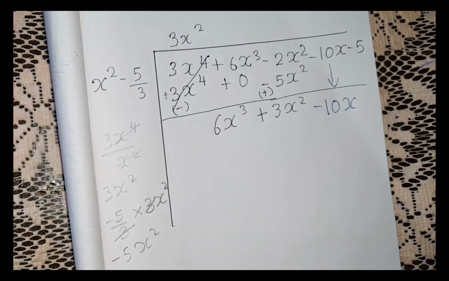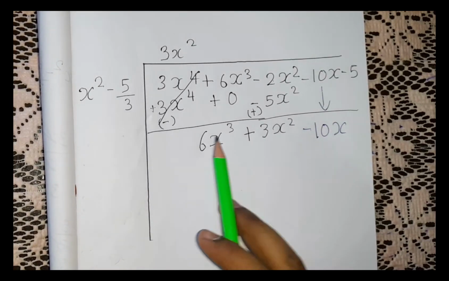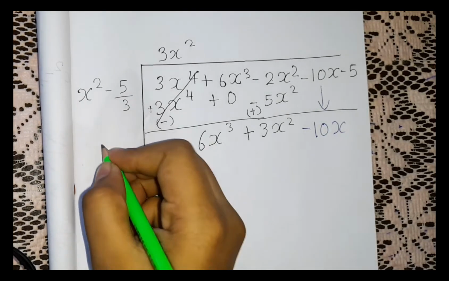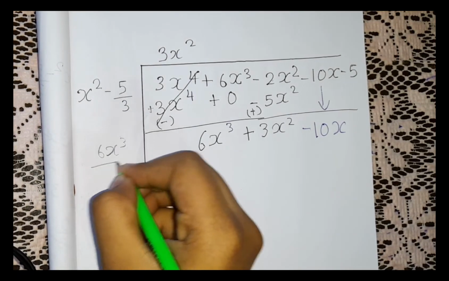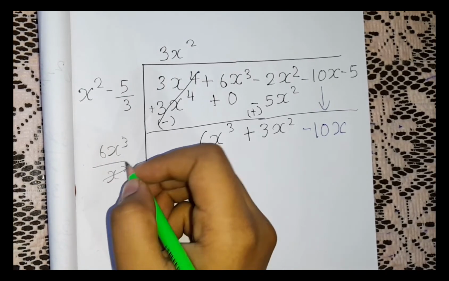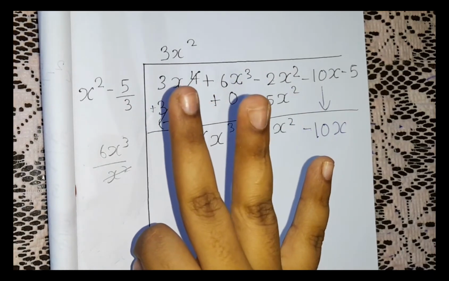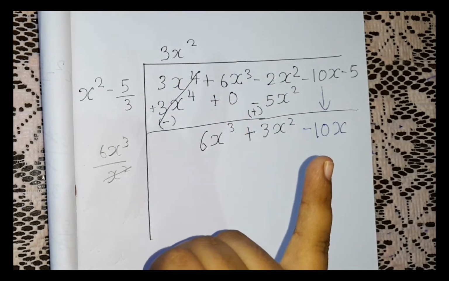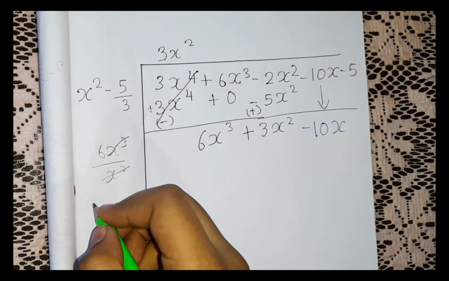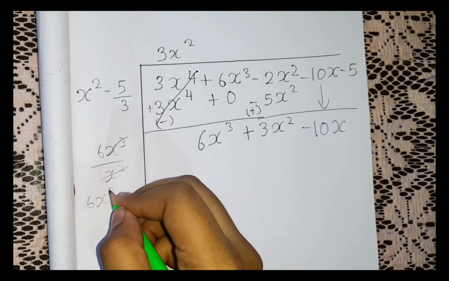Now let's divide it. As you know, we take 6x cube, that is the first term, and here we take x square. So let's write 6x cube divided by x square. Here I am cancelling the x square. Here we have cube, cube means 3. When we cancel 2, we get 1 as the balance. So when we cancel it, we get 6x power 1.